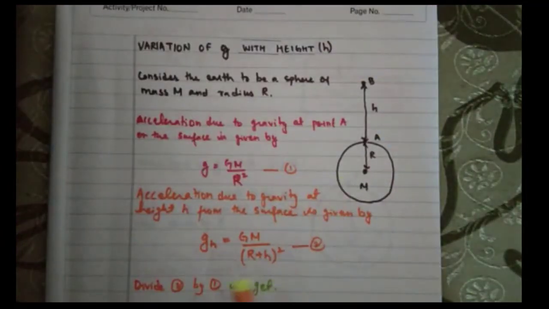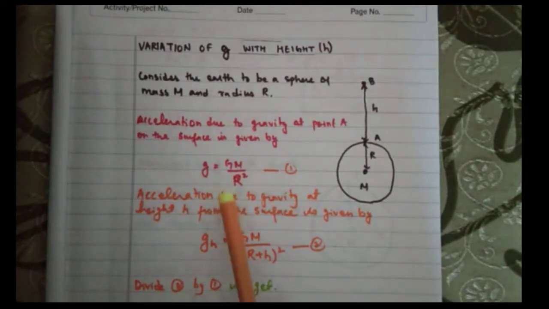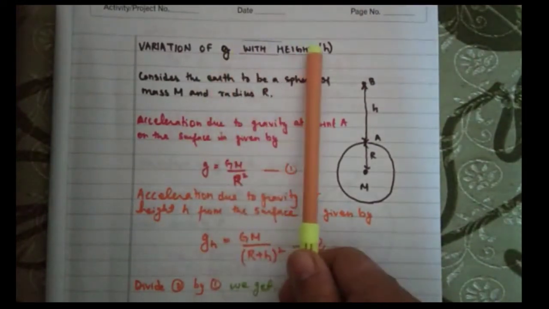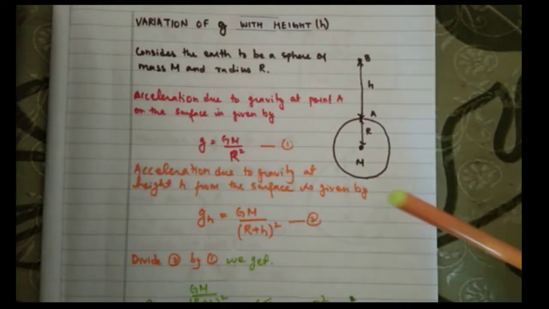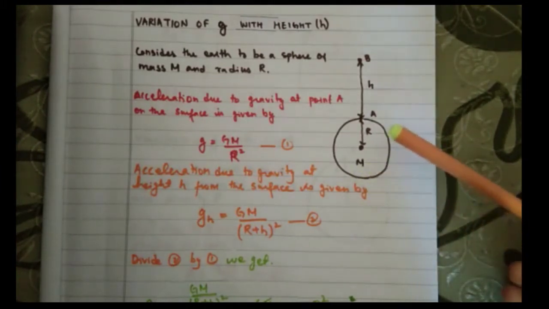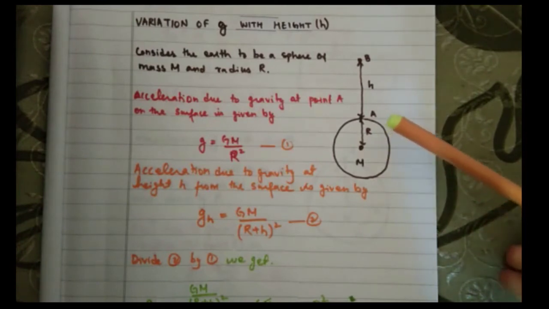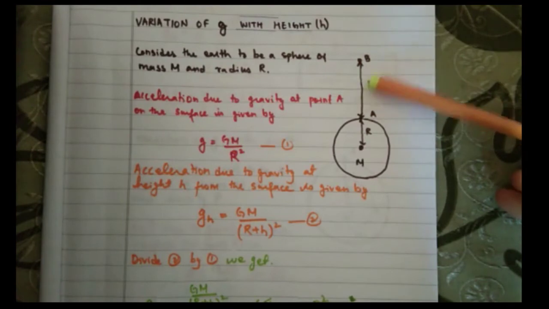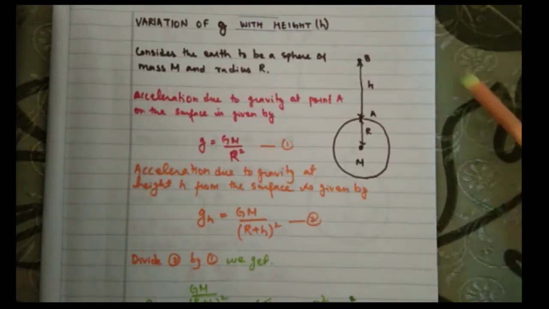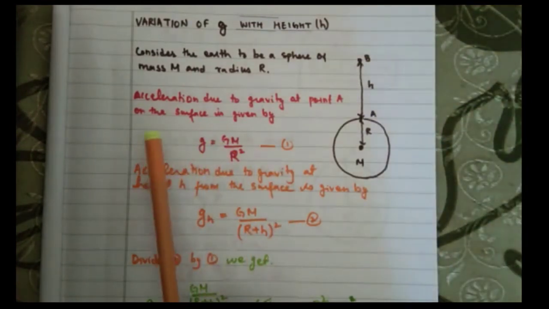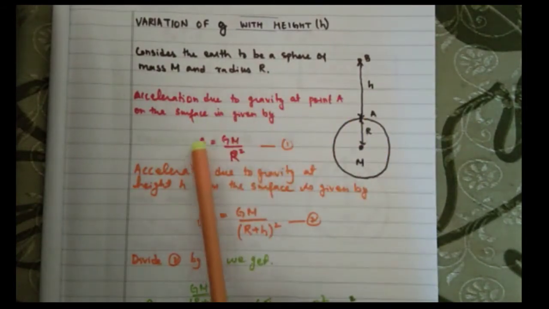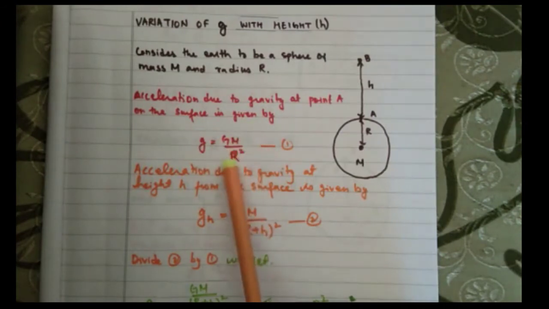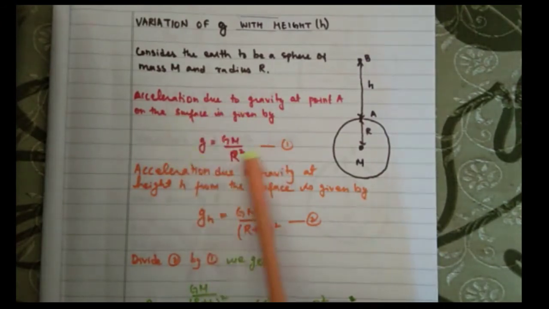Okay, now we will discuss how the value of g changes with height. In this picture I am considering the earth to be a sphere of mass m and radius r, and I am considering 2 points, one at the surface, that is A, and one at height h from the surface, that is point B. So we know acceleration due to gravity at point A is given by g is equal to capital G m by r square. So this is the expression for acceleration due to gravity.